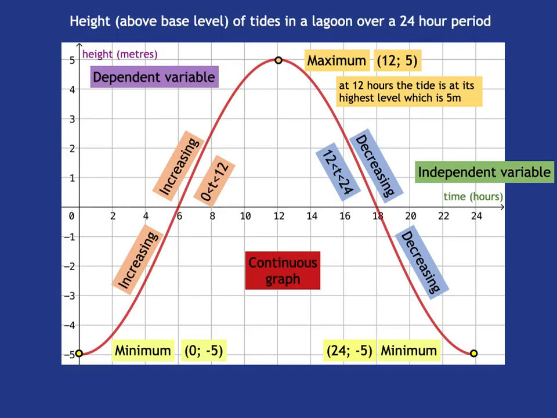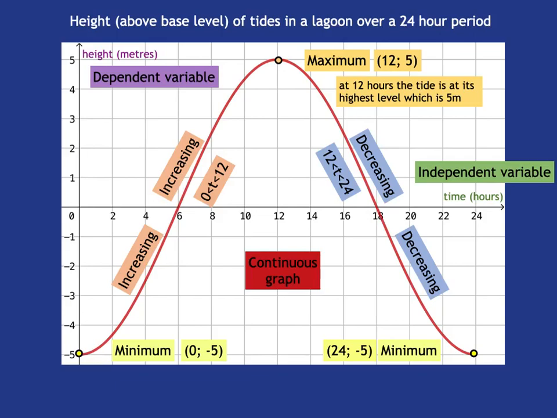One last thing we want to have a look at. This graph is called a continuous graph. And that is because there aren't any gaps in this graph. For every single point in time between 0 and 24, we have got information in this graph about what the height of that water level is. So there aren't any gaps.